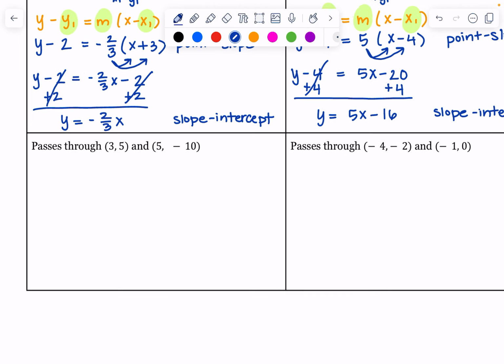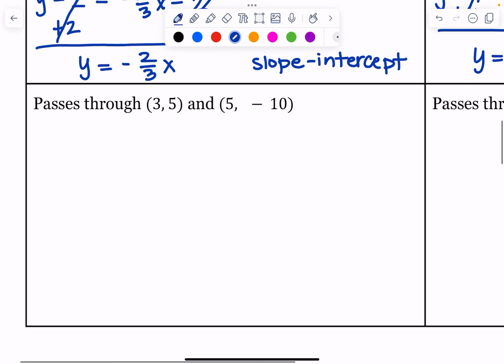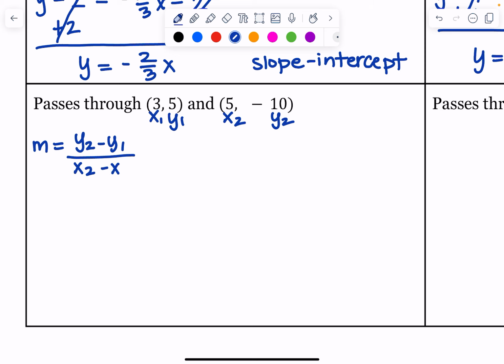But on this one, it says the line passes through 3, 5, and 5, -10. They don't give you m, you have to find m. So we're going to label both our points x1, y1, and x2, y2. So we have 2 points, so in order to find m, we're going to do y2 minus y1 over x2 minus x1. So we have to find m before we can use our point slope formula. So when I do this, I've got -10 minus 5 over 5 minus 3. -10 minus 5 would be -15. 5 minus 3 would be 2. So my slope would be -15 over 2.